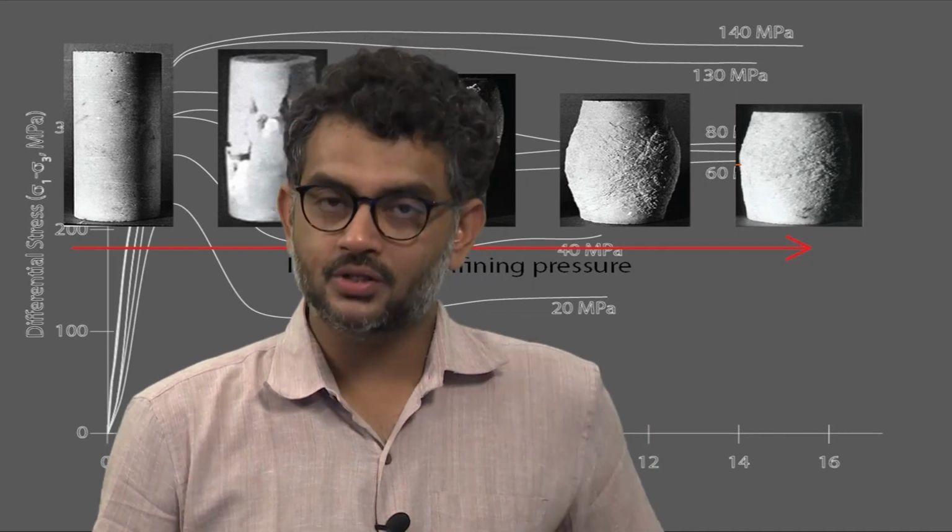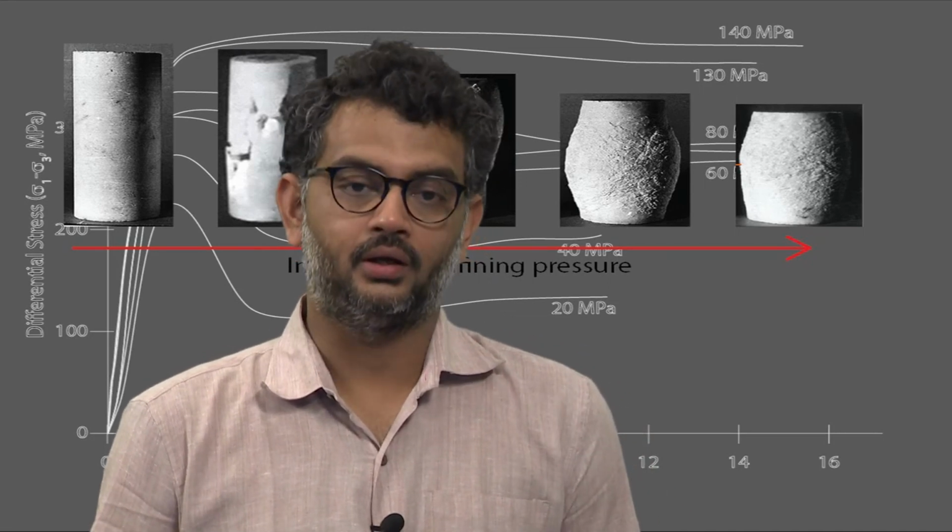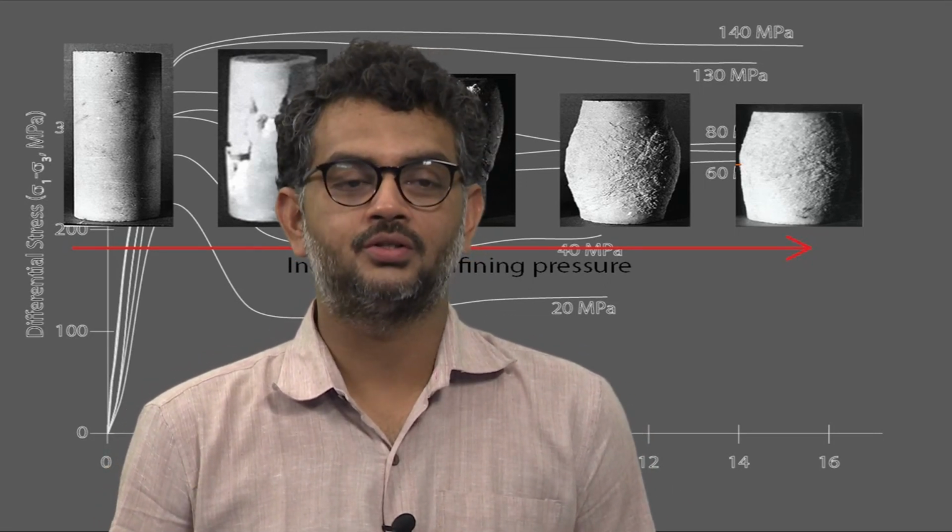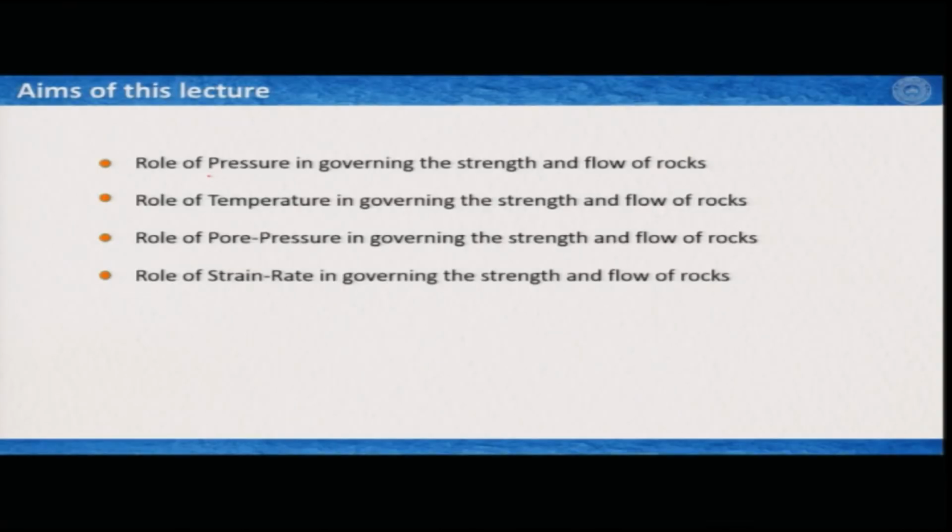Now, we will cover mostly 4 different important parameters. One is pressure, and then the second one is temperature. After that, we will look at pore pressure and strain rate. So, these 4 parameters and their influence in governing the strength and flow of rocks.